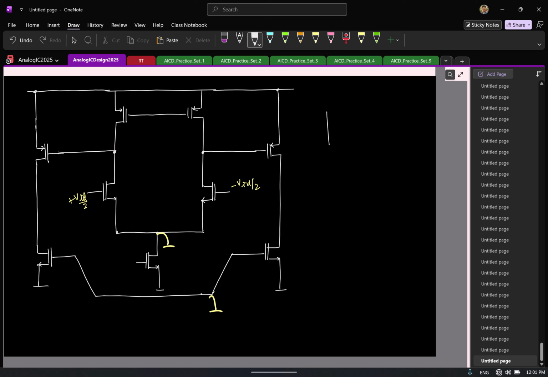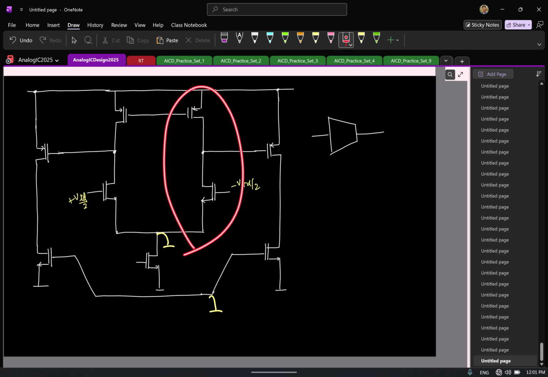So first, let me try to draw this at a block level. Let me first draw the first stage here. I am drawing only for this portion. What is the sign of the gain from the input here to the output here? Is it positive or negative? The gain from the gate to the drain is negative, right? Inversion. So this is, let us say, some minus GM. Same is the case for the second stage. That is also a minus GM.